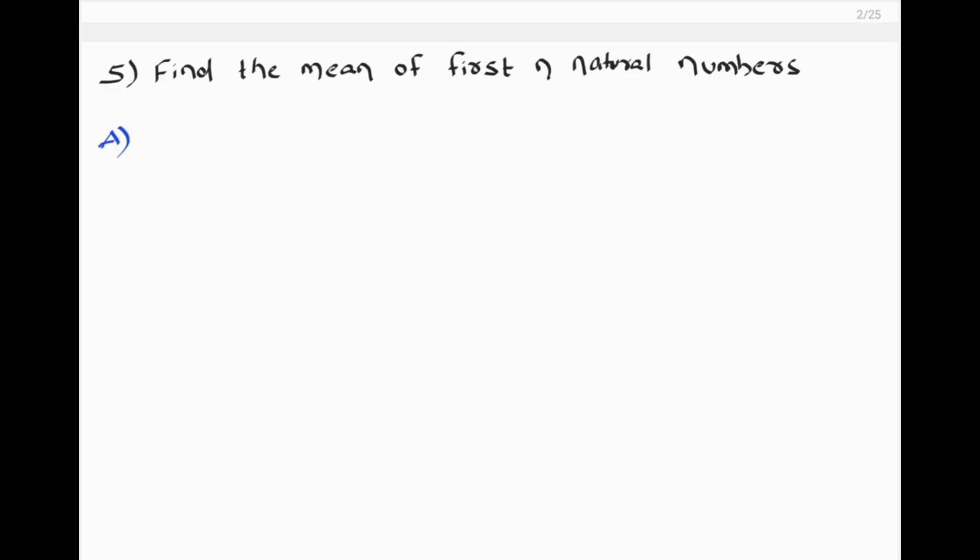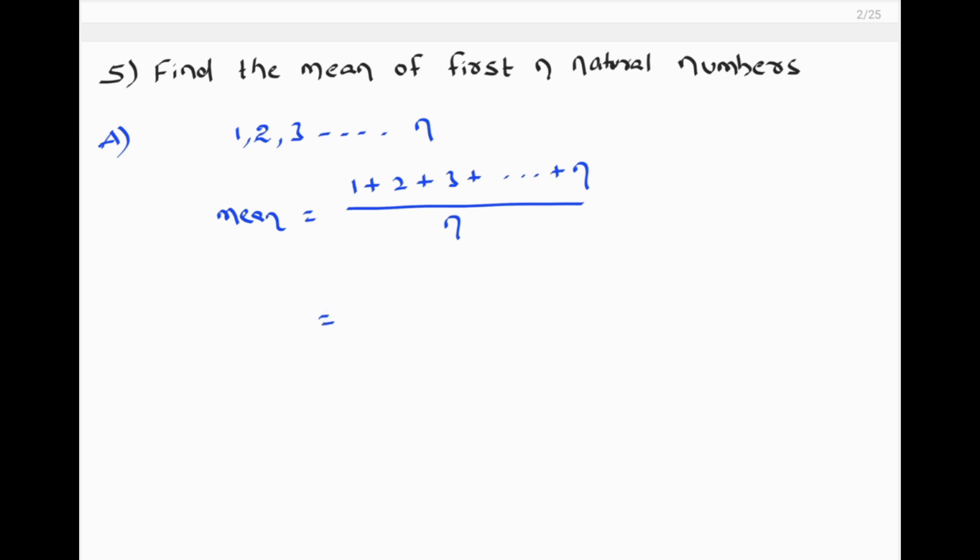Now find the mean of first n natural numbers. The first n natural numbers are 1, 2, 3 and so on up to n. So what is the mean formula? Sum of the given observations by number of observations: 1 plus 2 plus 3 plus and so on plus n, divided by n.